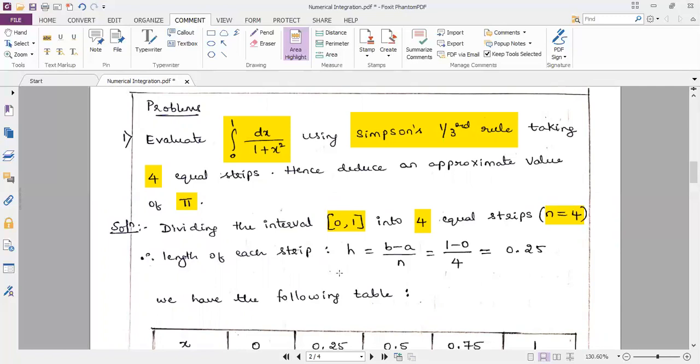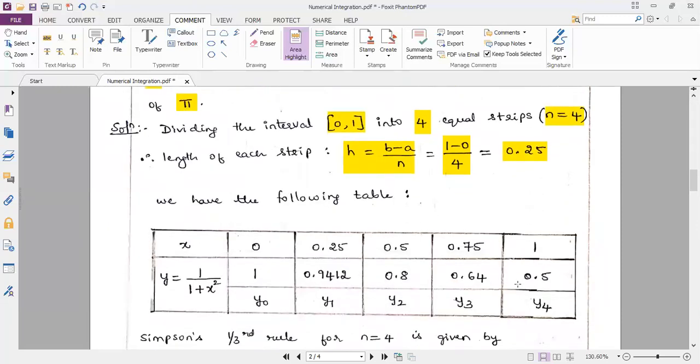So, the length of each strip will be h is equal to b minus a divided by n. On comparing the given integral limits 0 to 1 with a to b, b value is 1 and a value is 0. So we substitute to obtain 1 minus 0 divided by 4, which is equal to 0.25. 1 by 4, which is 0.25. Now we frame this following table, which will help us to apply Simpson's 1/3 rule and evaluate the given integral.